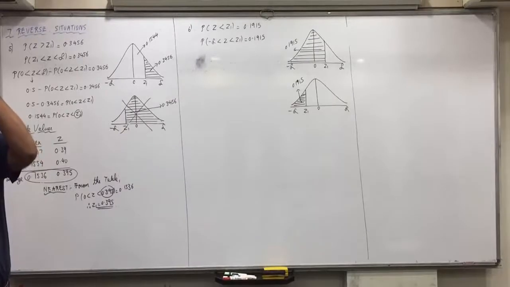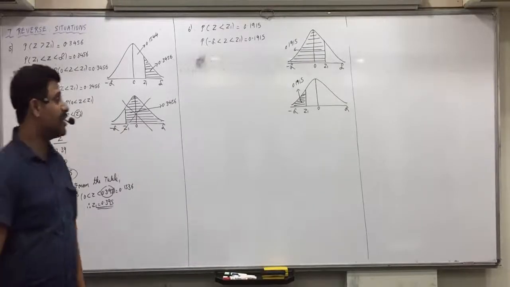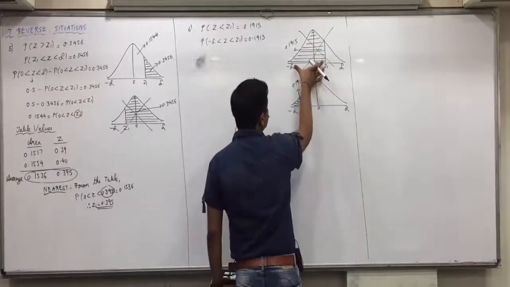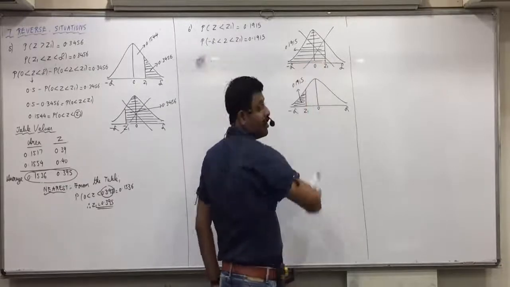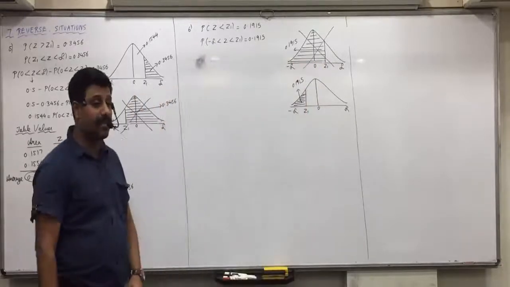So, Yuvraj, which one is possible and which one is not possible? The first one is not possible because the sum of these two areas should be more than 0.5. Is everyone clear with this?